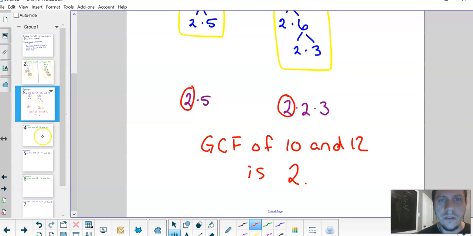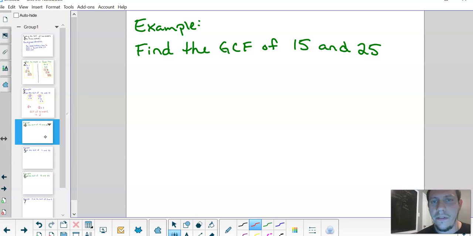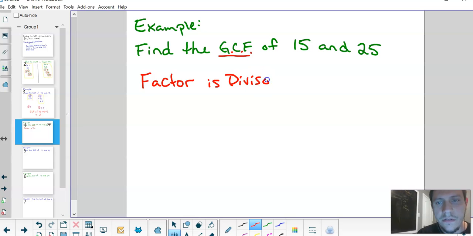Okay, let's do another example. What about the GCF, the greatest common factor, of 15 and 25? Let's break the word down for a second. GCF is an acronym and it stands for greatest common factor, but what you may not know is that a synonym for factor is divisor. It's a thing that divides. So can you think of a number that can divide 15 and 25 and give whole number answers? Like what number divides 15 and 25? I'll let you think about that for a second.